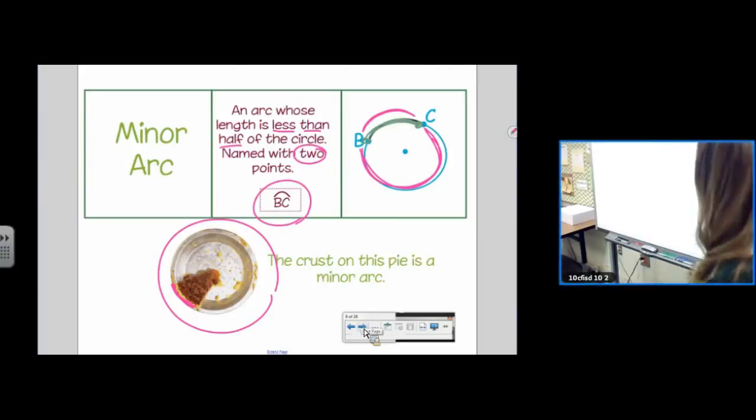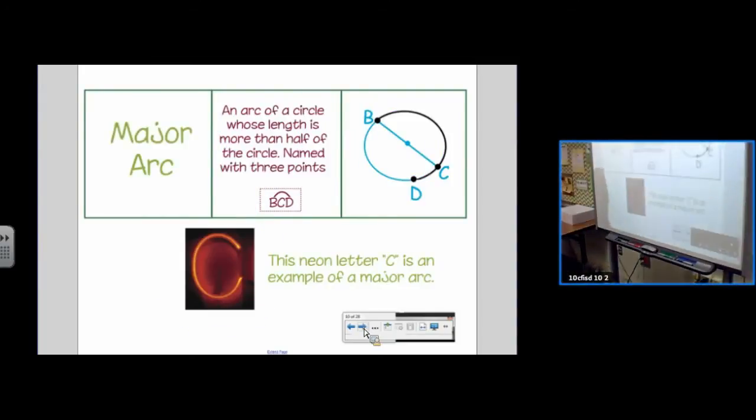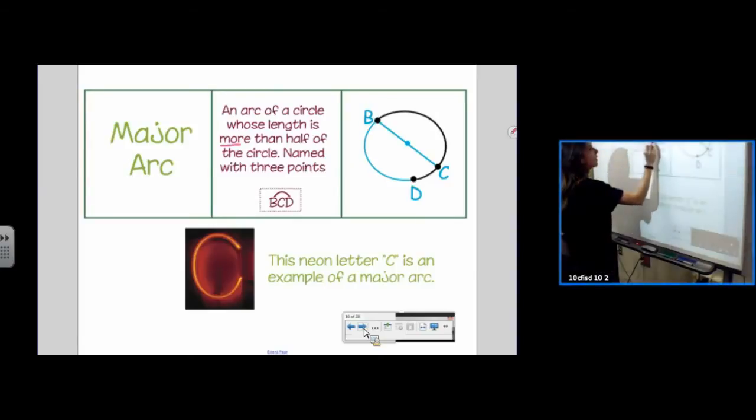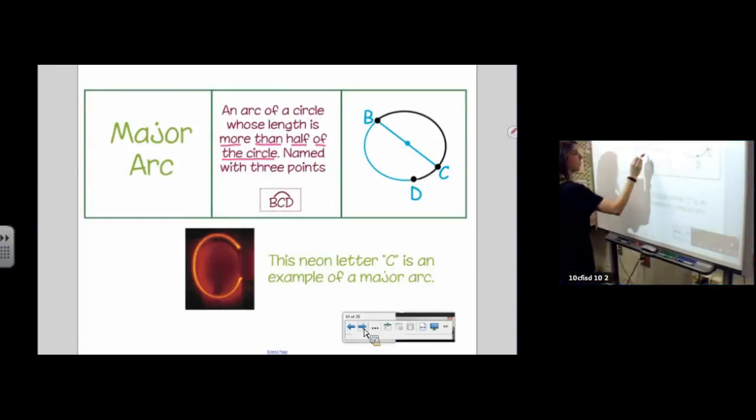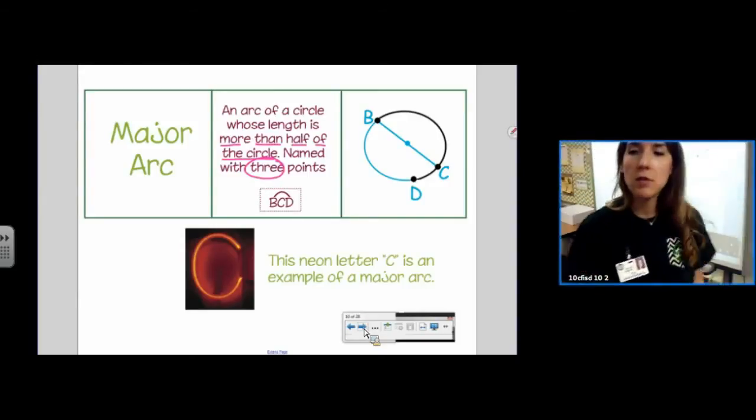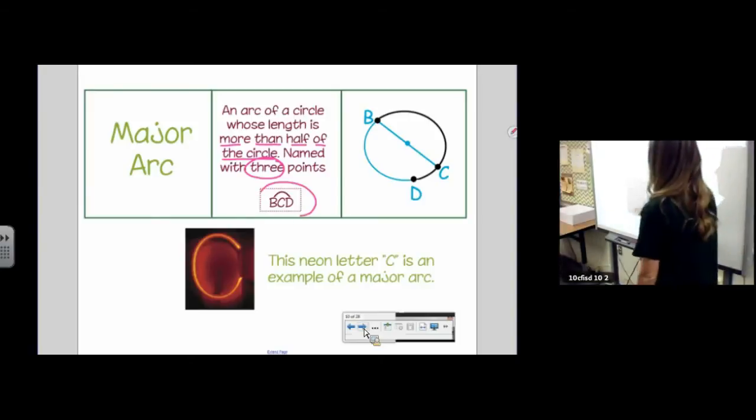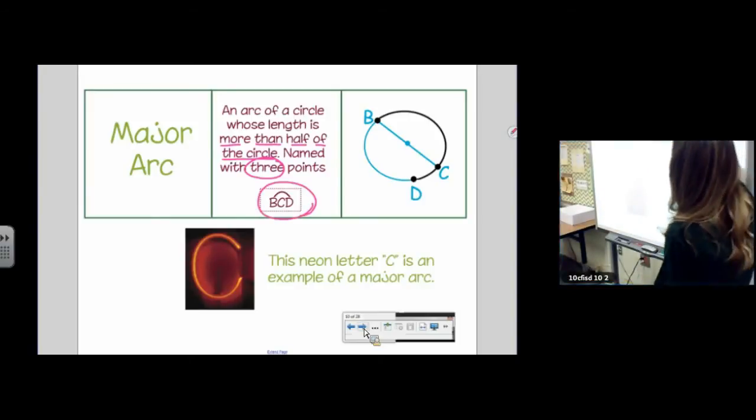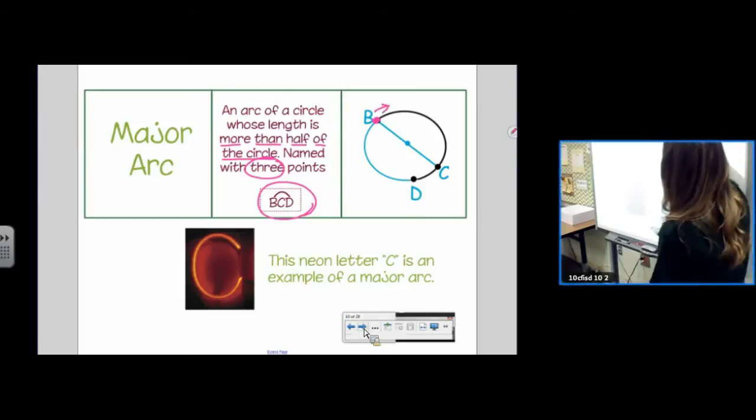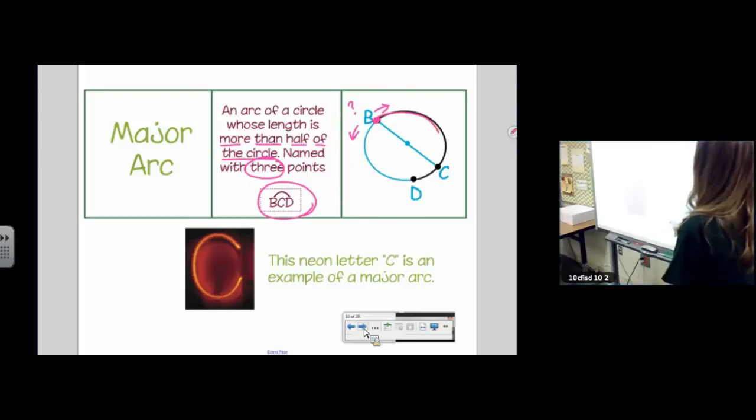Okay, the opposite of minor, we talked about this, is of course major arc. An arc of a circle whose length is more than half of the circle. We name it with 3 points. So you go in the order that the notation tells you to go, when you're trying to highlight the arc or shade it. So you start at B. Which way do I go? Well, I have to go to C next. So I know I have to go this way. B, go through C and end at D.